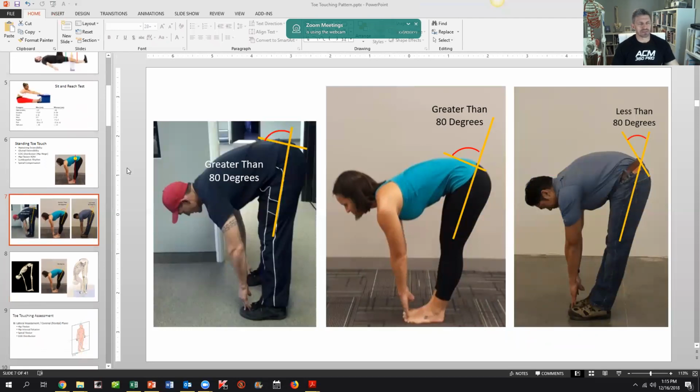So when it comes to measuring, what we're really looking for in the toe touching pattern is the sacral angle. If you imagine someone standing, the femur lines straight up with the sacrum. As they bend forward, we're looking to see how much that sacrum or the pelvis tilts forward in an anterior position, and that sacral line should be greater than 80 degrees. You can see that. This is mine.